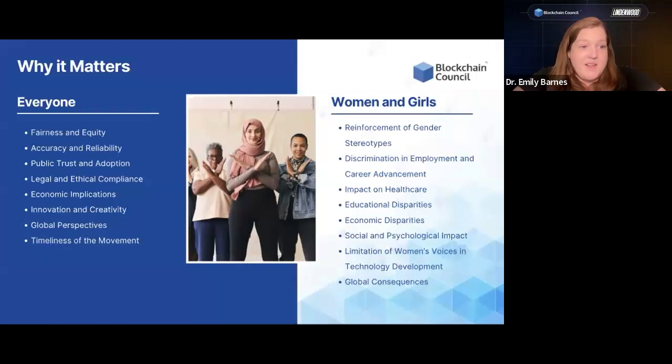Third is public trust and adoption. So public perception of AI is critical as far as its widespread adoption. If AI is seen as biased or unfair, then we're going to reduce users, have less attention given, have less interaction with this technology and all the opportunity it can provide. So the lack of trust in these technologies will hinder potential benefits. So ensuring AI systems aren't biased and are transparent is key to building and maintaining this public trust.